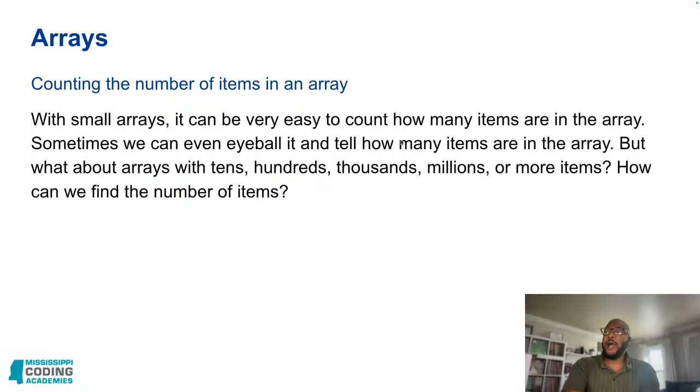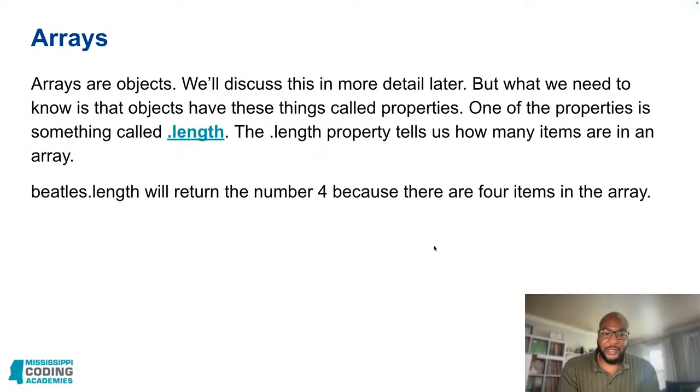So how can we do that? As you can see here, arrays are objects. We'll discuss what that means later on. But what we do need to know right now is that objects have properties. One of the properties for an array object is called dot length. And again, the dot length property tells us how many items are in the array.